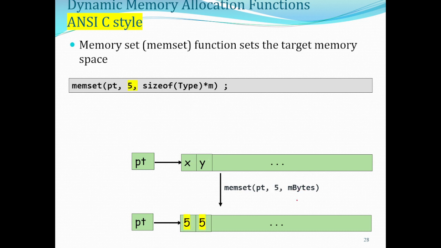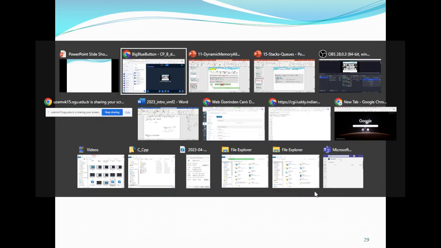But I can do it this way as well. If I type 5, it will set everything with 5 for me, and this is the number of bytes. So maybe in the middle of the program, we may need to reset or set my target memory chunk. In that case, I can use the memset function. Okay, so we are done with the dynamic memory allocation functions.